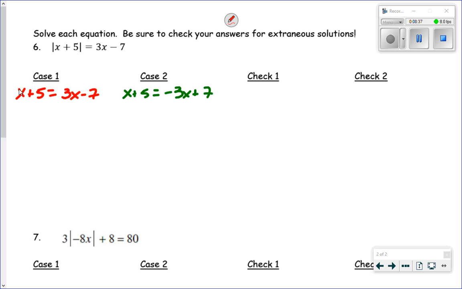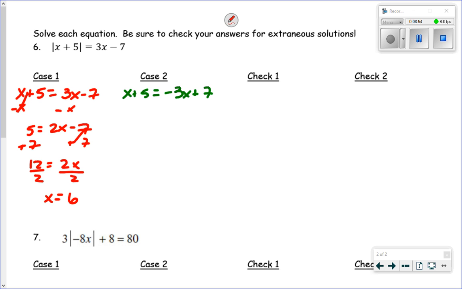So now I need to go ahead and solve. So I'm going to subtract x from both sides. 5 equals 2x minus 7. And then I need to add 7. 5 plus 7 is 12. And divide both sides by 2. X equals 6.